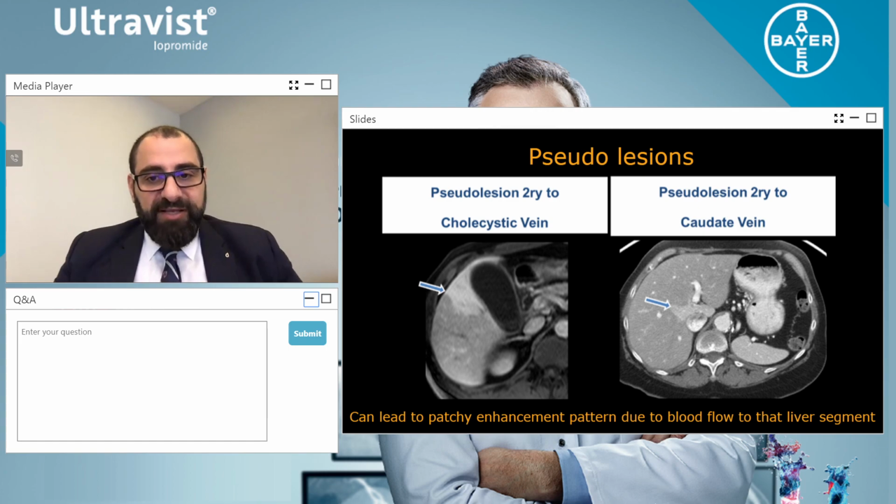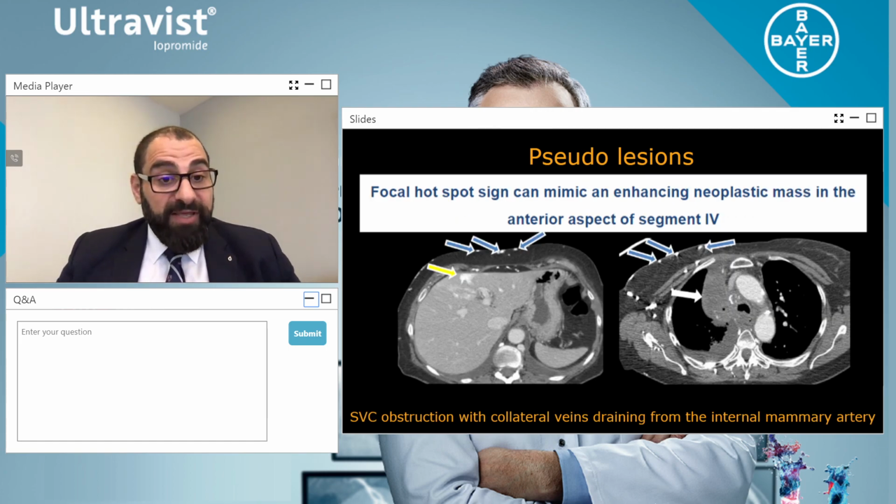So, of course, you can also get more pseudo lesions everywhere else, and we have to be careful, and that's why washout at 5 minutes is important.